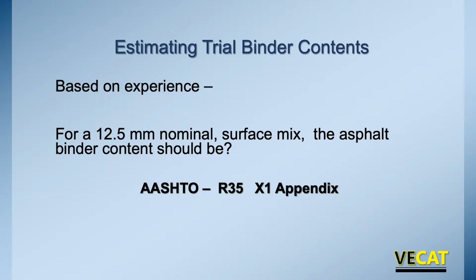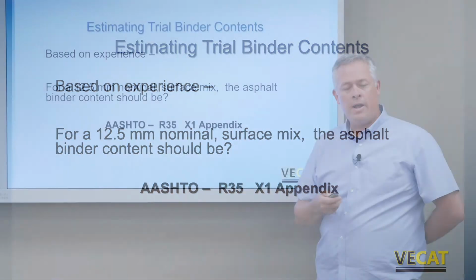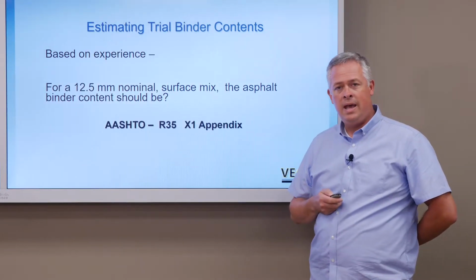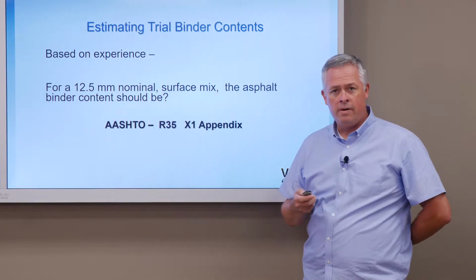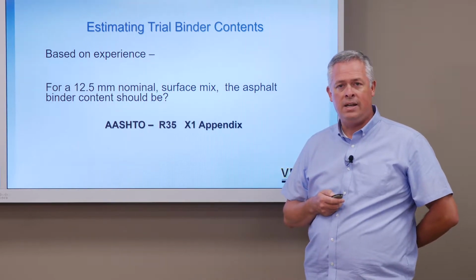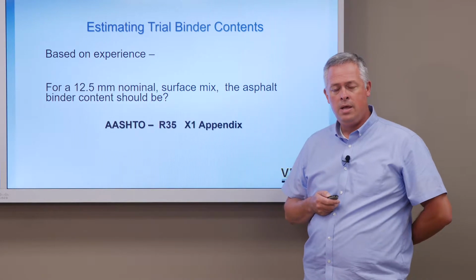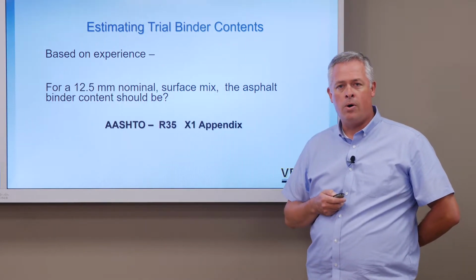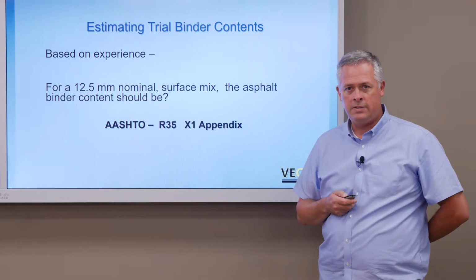So, estimating trial binder content, this is going to be based on experience. We're doing an SM 12.5 mix. It's a surface mix, so what should the binder content be? I recommend doing this based on experience. You can always call the department, ask them what the typical 12.5s look like in that vicinity, in that area, with those materials. Another way you can do it is also refer to AASHTO R35, which is a federal specification.